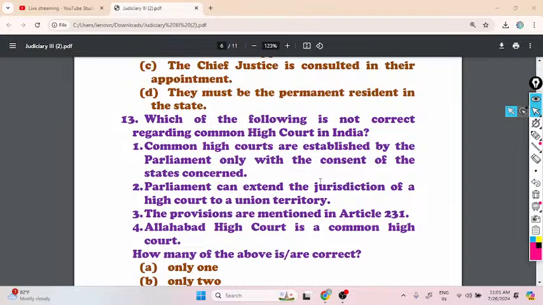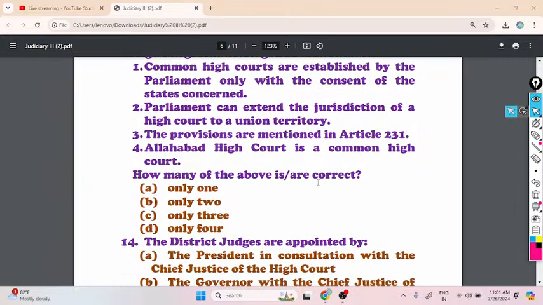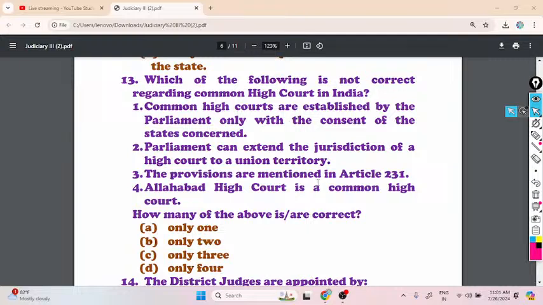Good question. Question number 13. Look at question number 13. Which of the following is not correct regarding common high courts in India? Common high courts are established by the Parliament only with the consent of the state. See, common high courts are established by Parliament under an act. There is no requirement for consultation with the state government in this regard. Maybe the state government's request is there, but it is the sole authority of the Parliament to establish a common high court. There is no formal requirement for state consent. So statement 1 is incorrect.